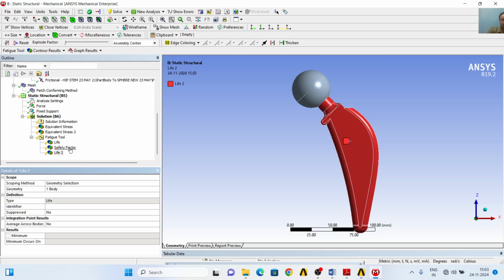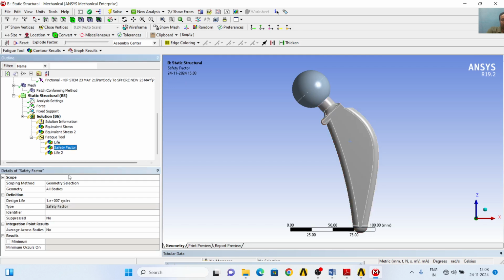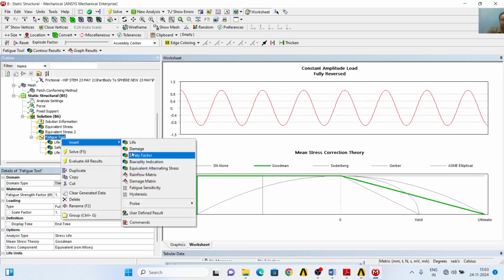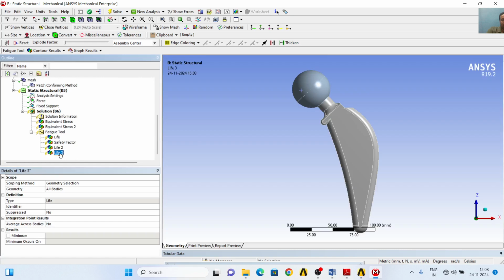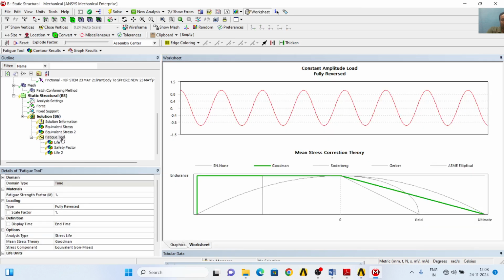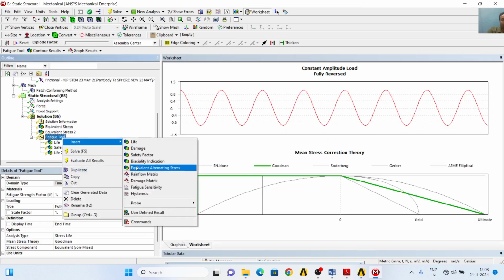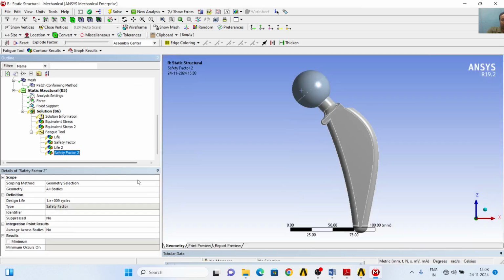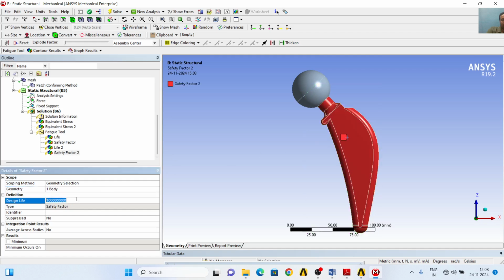Okay, and I will create safety factor for this body and another life 2. Sorry, safety factor 2, delete, yes, insert. Safety factor 2 for this body, apply for 1e+07 life cycles, that is 10 to the power 7 life cycles I will investigate.